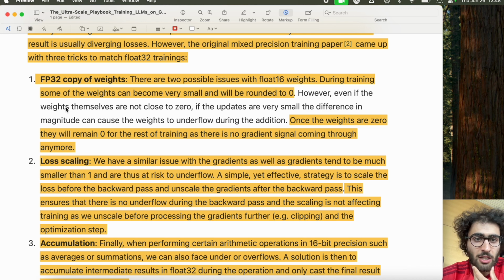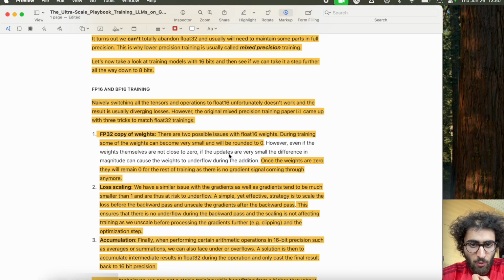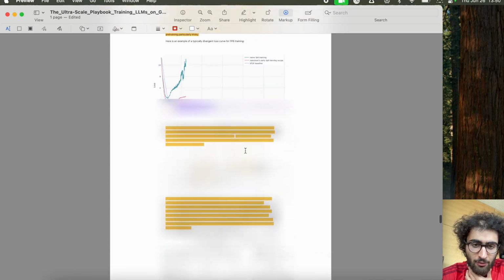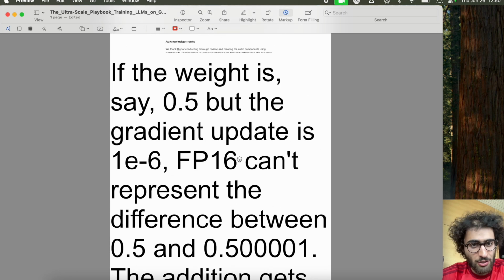During training, some of the weights can become very small and will be rounded to 0. However, even if the weights themselves are not close to 0, if the updates are very small, the difference in magnitude can cause the weights to underflow during the addition. Once the weights are 0, they will remain 0 for the rest of the training as there is no gradient signal coming through anymore. And regarding the second point about the weight updates underflowing, I have this explanation courtesy of Claude, which I'd like to present because I didn't get the intuition.